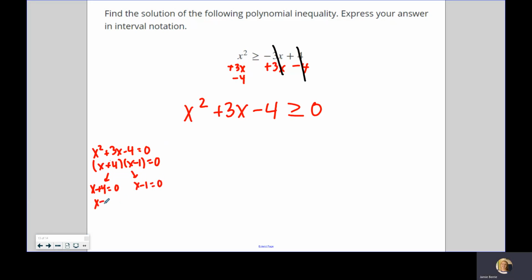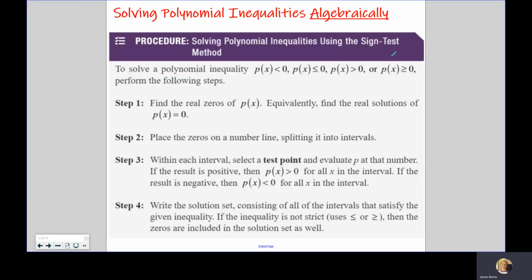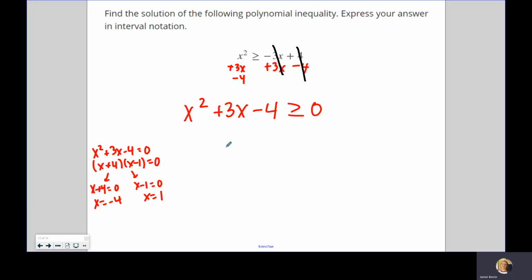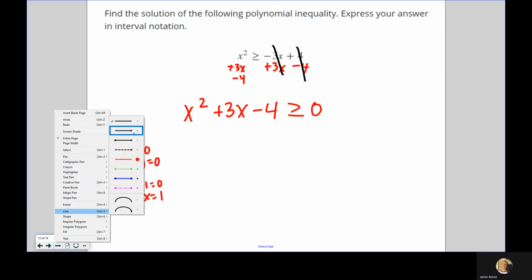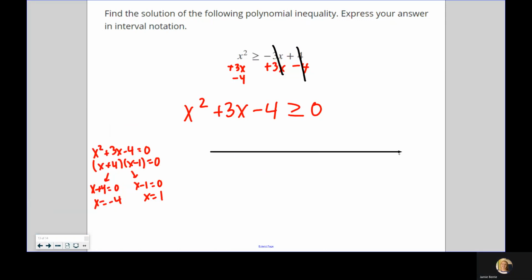So we get x equals -4. It looks kind of like a 9. Let me try that again. And x equals 1. All right, so step 1 was to find the zeros or the solutions, which we've done. Step 2 is to put the zeros on a number line and split it into intervals. All right, so let's draw a little number line. Actually, I think I have a button where I can make a line. There we go.